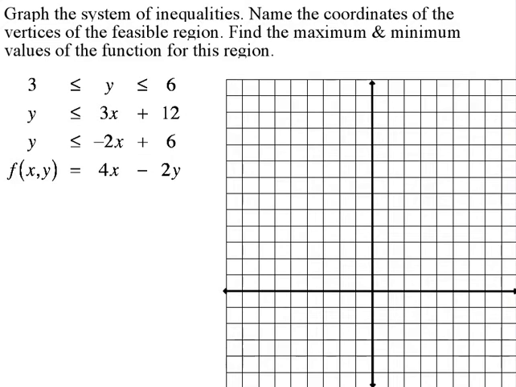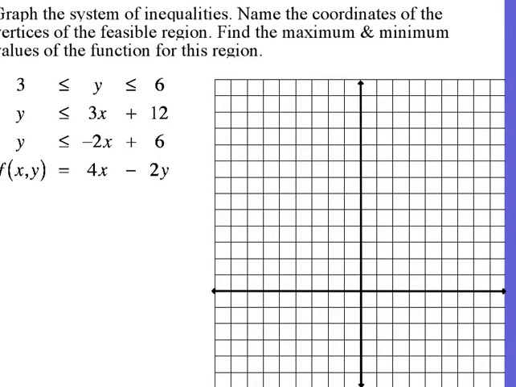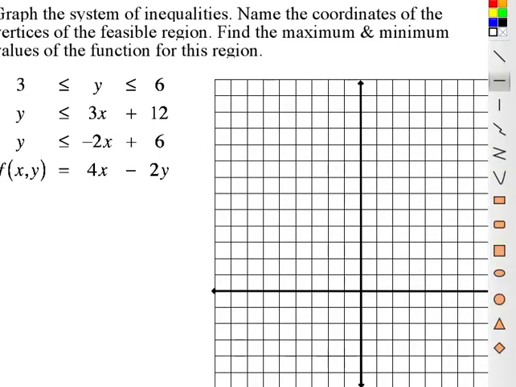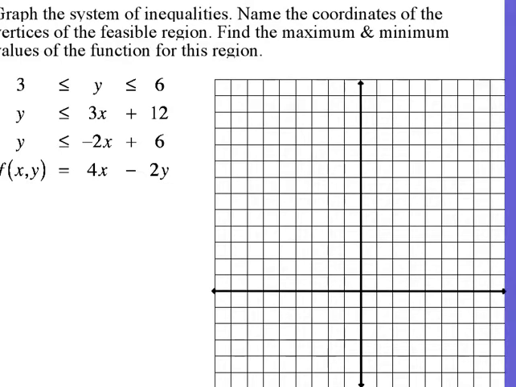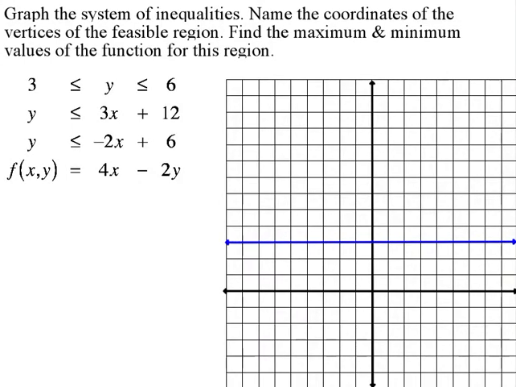Okay, let's look at the first one. The first one tells you about 3, correct? So for 3, I'm going to do a horizontal line at 3 because that's what y equals is. I'm going to change that to yellow. Maybe not yellow, that's awful bright. Let's try this yellow.